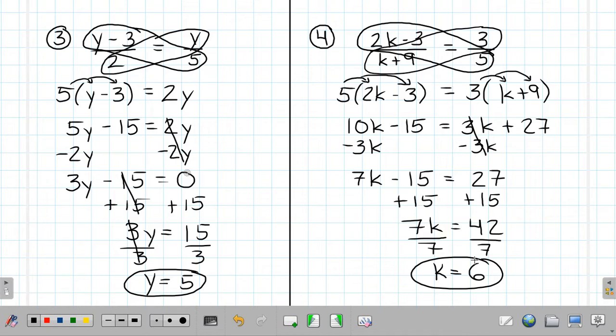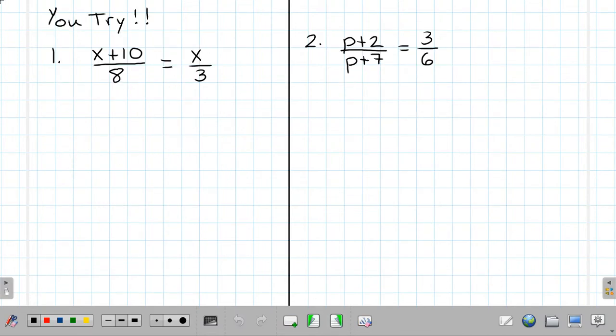Okay. Once again, it seems like there's a lot going on, but literally the only thing we're adding by solving proportions over what we've done before is this idea of cross multiplication. So what's coming next is the section called You Try.